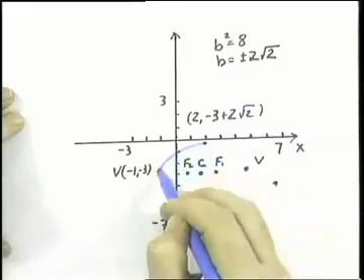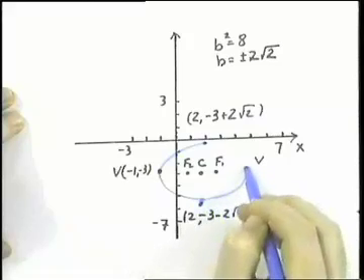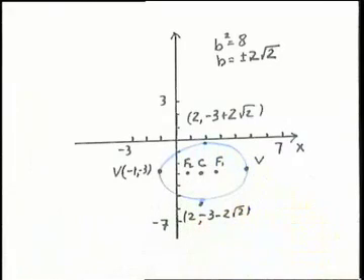So I'm going to use these points to draw in the graph of the ellipse. Here we go. Nope, I missed that one. Pretend I hit it. And there's the graph of the ellipse.